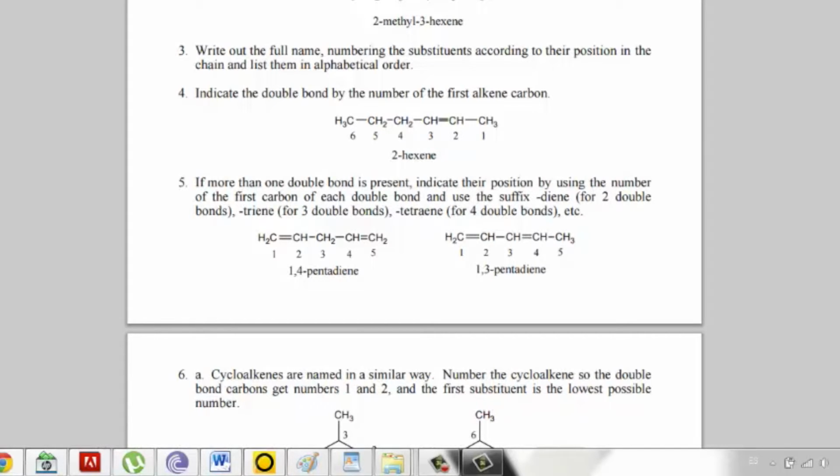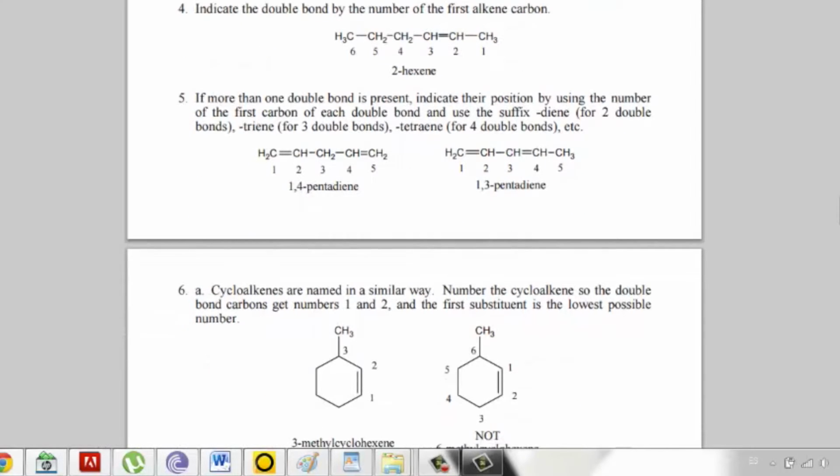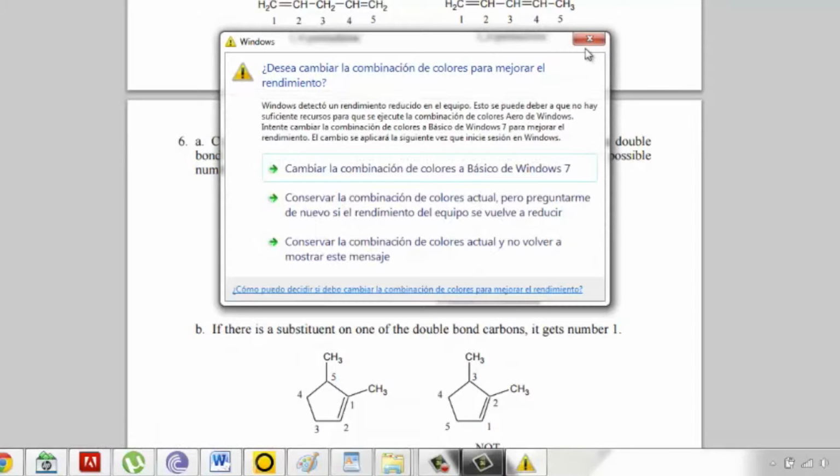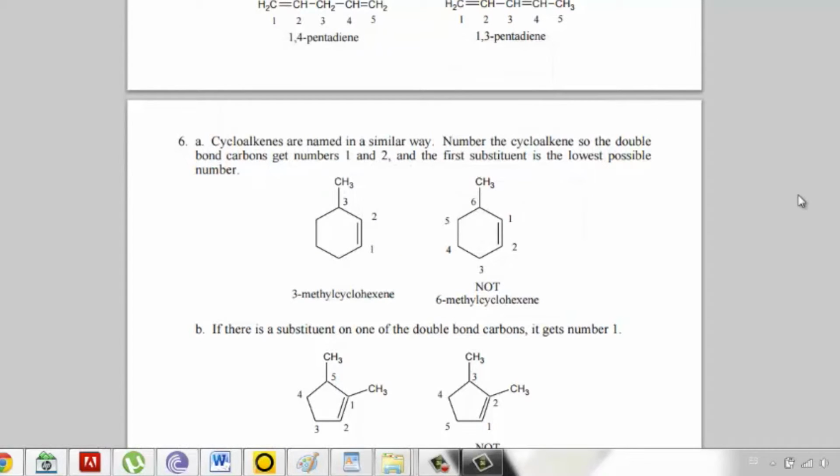If more than one double bond is present, indicate their position by using the number of the first carbon of each double bond and use the suffix "diene" for 2 double bonds, "triene" for 3 double bonds, "tetraene" for 4 double bonds, etc. Rule 6: cycloalkenes are named in a similar way. Number the cycloalkenes so the double bond carbons get numbers 1 and 2, and the first substituent gets the lowest possible number.